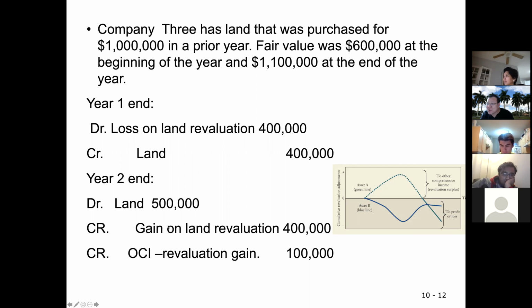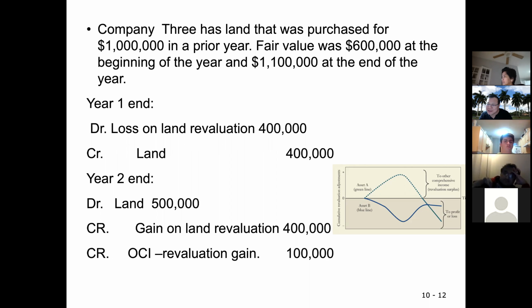So how much do you need to get out of it? Previously, the loss is 400,000. You just need a gain of 400,000 to get out of it, right? And now you are in the gain spectrum. So the remaining 100,000, that's the cumulative gain, that's the OCI. So you first have to get out of this pit. Does that make sense? Yes.